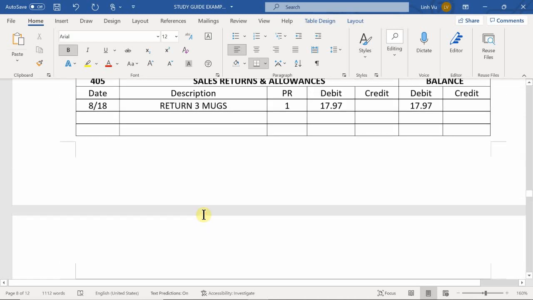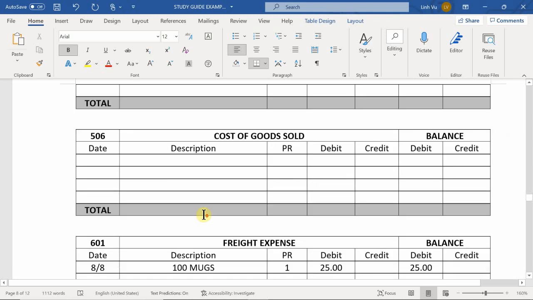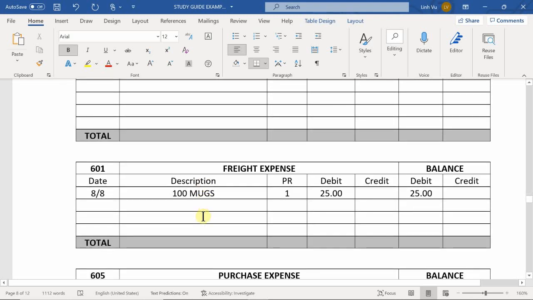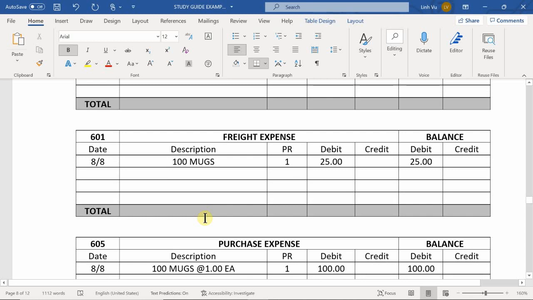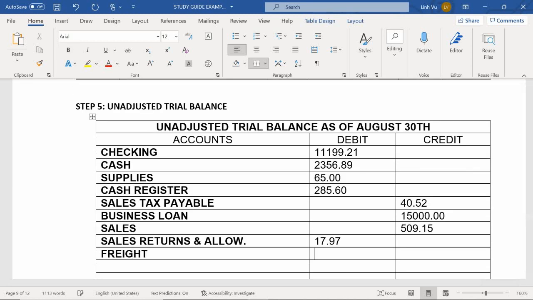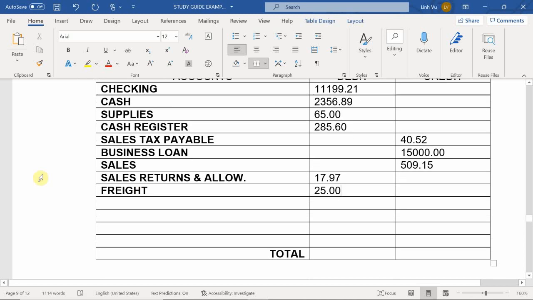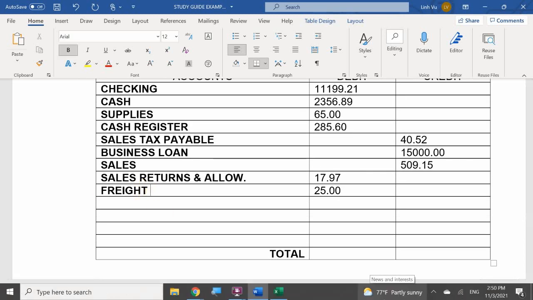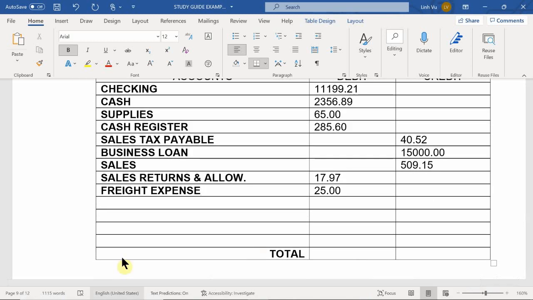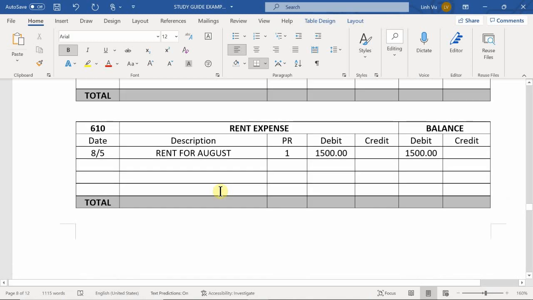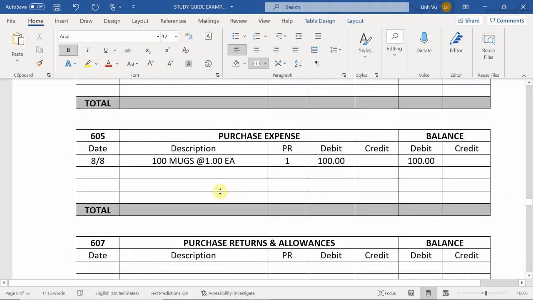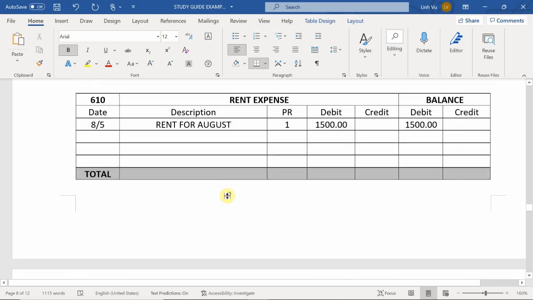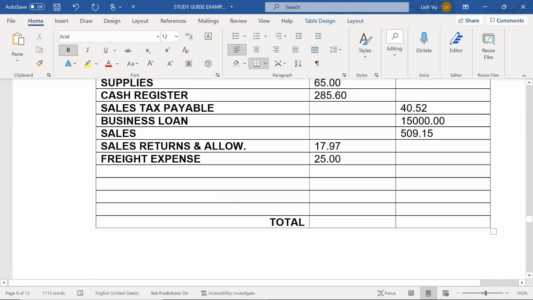After that, we have a freight expense. No cost of goods sold yet. Freight expense for how much? $25 on the debit side. And then what's after my freight expense? Purchase expense. We have purchase expense for how much? For $100 on the debit side.